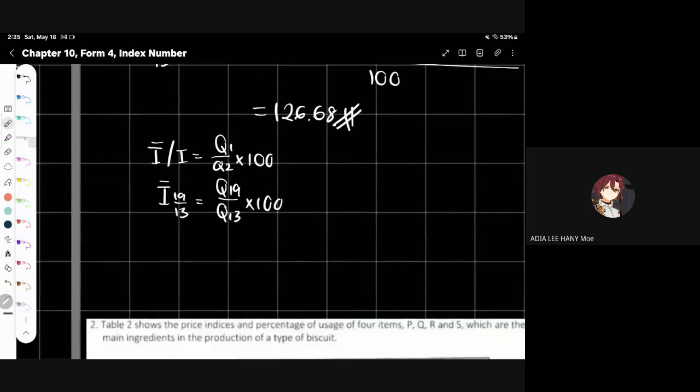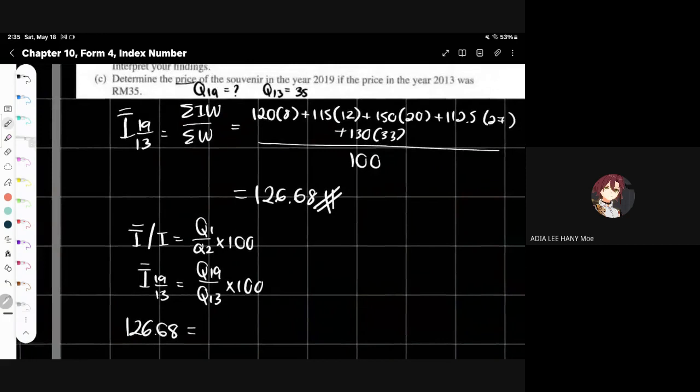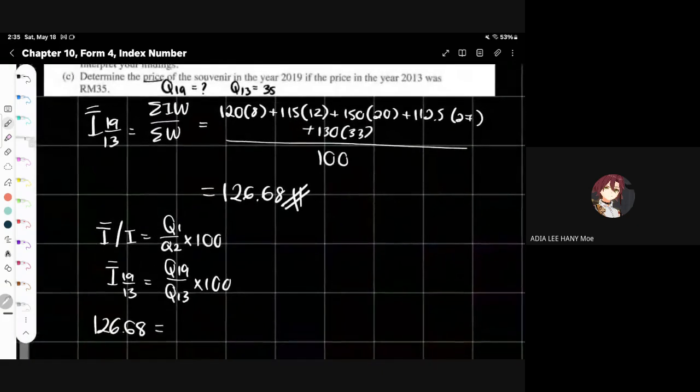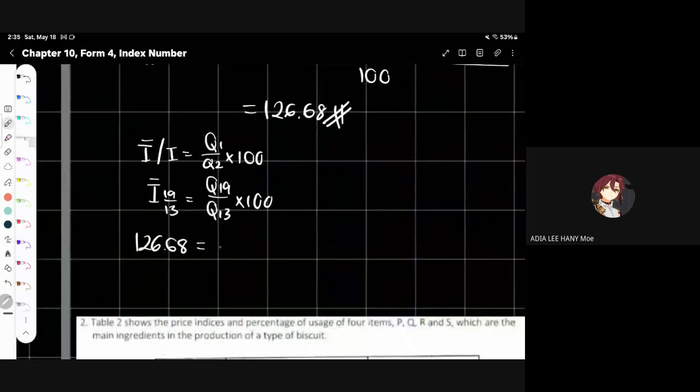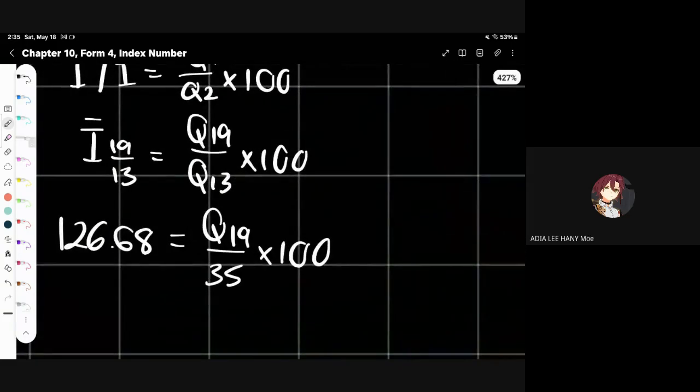So we can just substitute this one into this one here. 126.68 equal to Q19. Q19 they don't know. Q13 we do know it is 35 ringgit. So Q19 over 35 times 100, and then use common algebra, right? You move to this one, divide, and then you move to this one, you times.